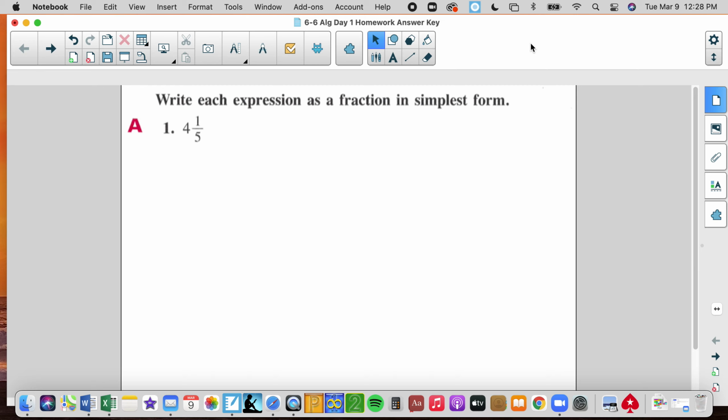All right, we have homework explained, detailed, of section 6.6, adding mixed numbers, day 1.